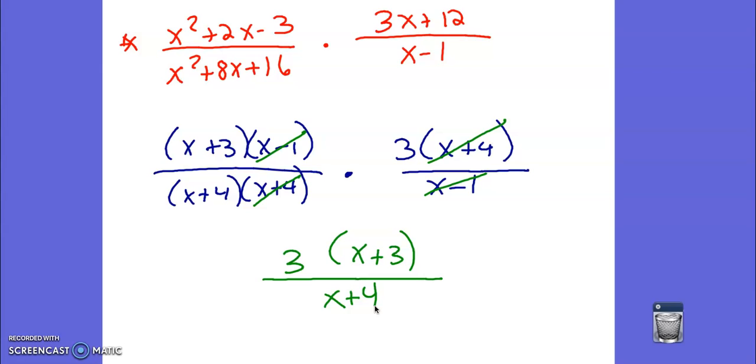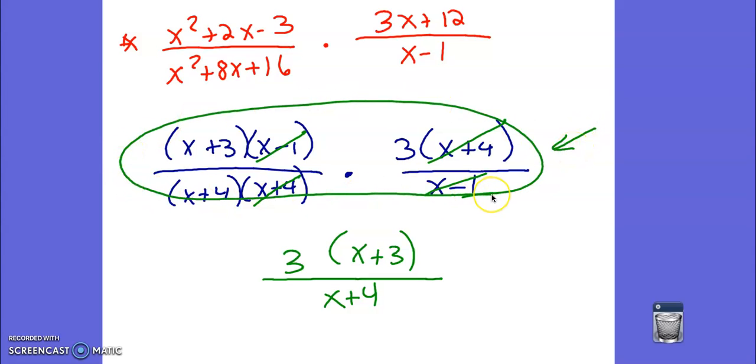And again, if we ask for the domain, you look at the original problem. And again, this is the original problem. All of this is the original problem, it's just in factored form. That way we can see that x cannot equal 1, and x cannot equal negative 4. So you look at the original problem. Don't just look at the simplified rational expression.